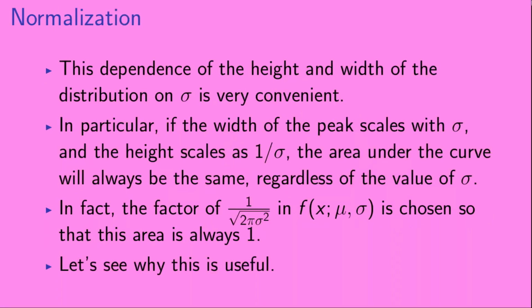This dependence of the height and width of the distribution on sigma is very convenient. In particular, if the width of the peak scales with sigma and the height scales as 1 over sigma, the area under the curve will always be the same, regardless of the value of sigma. In fact, the factor of 1 over the square root of 2 pi sigma squared in f of x given mu and sigma is chosen so that this area is always 1. Let's see why this is useful.